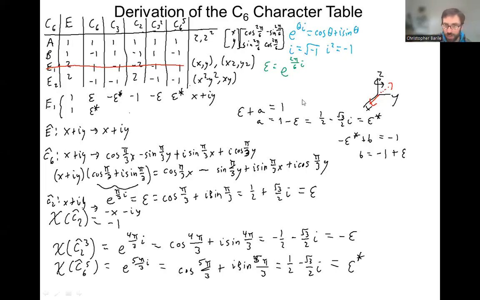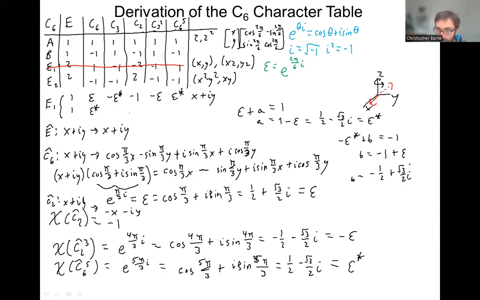Okay, so if we look at what that is going to be equal to, well, there's epsilon. That's going to be negative 1 plus negative 1/2, plus that. But when I move this over to the other side, I forgot the complex conjugate. So I actually have to take the complex conjugate of this. Yeah, so there we go.